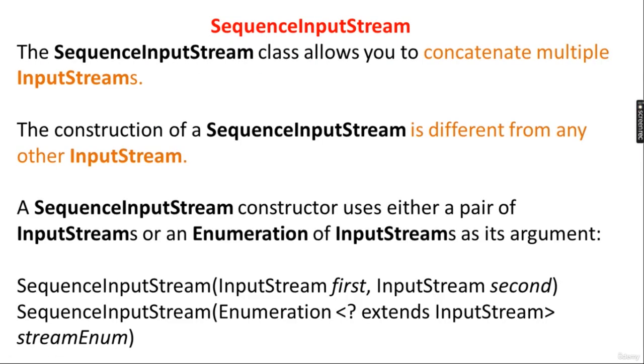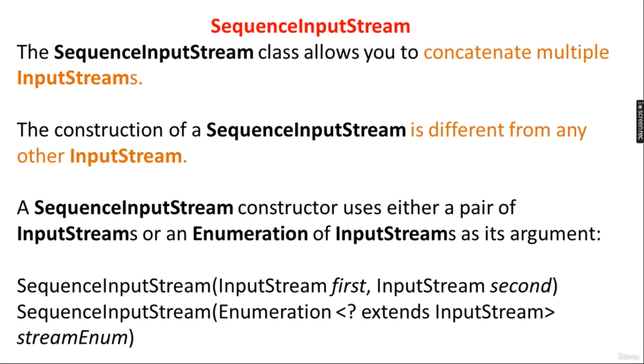Sequence input stream. Okay, SequenceInputStream classes allow you to concatenate multiple input streams. So it is in sequence, one after another, and it will concatenate multiple input streams together. The construction of SequenceInputStream is different from any other input stream. The SequenceInputStream constructor uses either a pair of input streams or an enumeration of input streams as its argument. Okay, why pair or enumeration?